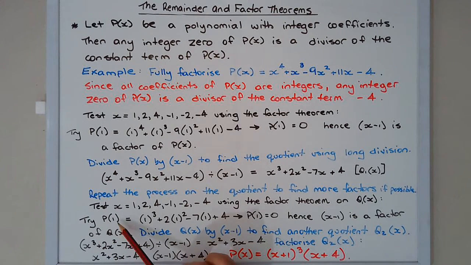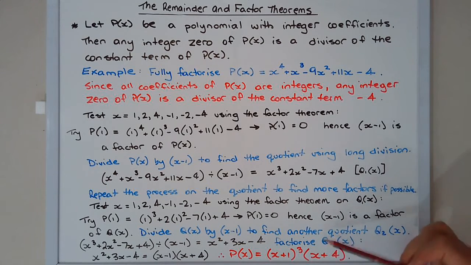So we'll try Q1 of 1: 1 cubed plus 2 times 1 squared minus 7 times 1 plus 4. We get 0, hence x minus 1 is a factor. But this is another factor, even though it's identical to the factor we found earlier. So this implies x minus 1 has multiplicity at least 2, in fact.